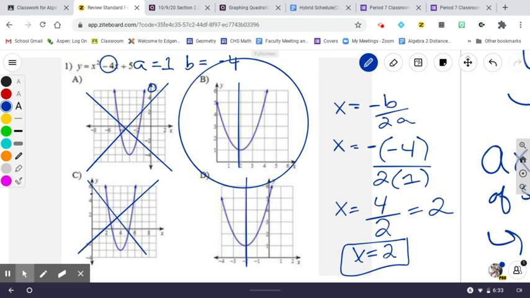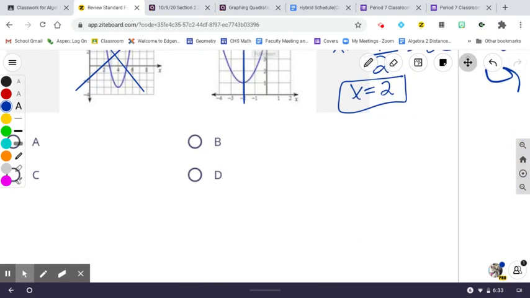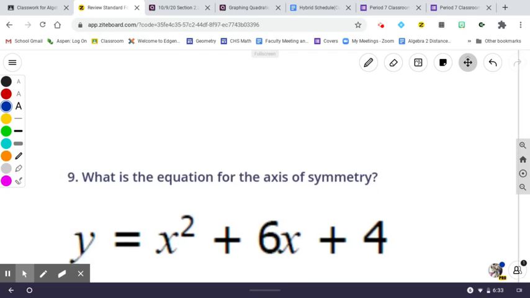See how this one was positive in the front? So that means it's going to open up, which obviously all 4 of these options opened up. But if you had one where half were up and half were down, that's another way you could eliminate certain graphs. All right, so that was supposed to be B. Let's look at the next one.